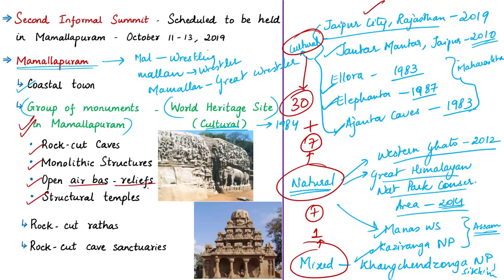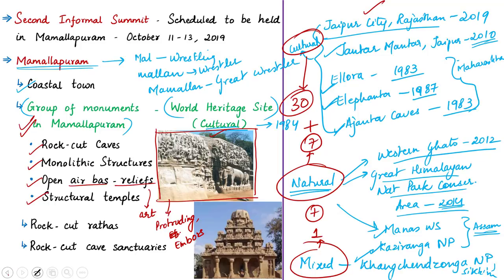Now in this, open air bas relief is a type of art in which shapes are cut from the surrounding stone so that they stand just slightly out against a flat surface, as you can see in this picture. In this picture, you can see that the actual structures are protruding from the surface, or you can say that they are embossed on these stones. Now, under the patronage of Pallava kings, these monuments were carved out of rock along the Coromandel coast, or the east coast, in the 7th and 8th centuries.